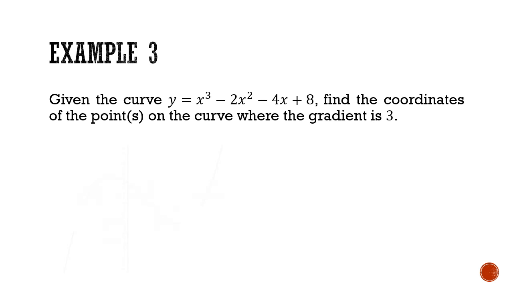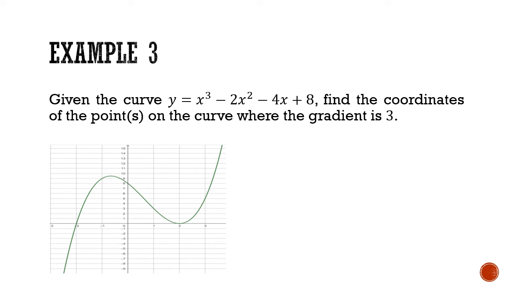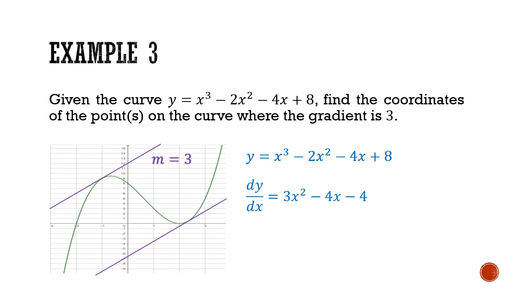So graphically, the cubic equation looks like this, and our aim is to find the 2 points on this green curve where the tangents have a gradient of 3. So I take the cubic equation and I differentiate it to find the derivative. So the dy/dx, or the gradient function, is this quadratic equation. And I set the gradient to be 3. So now I just have to solve this quadratic equation.